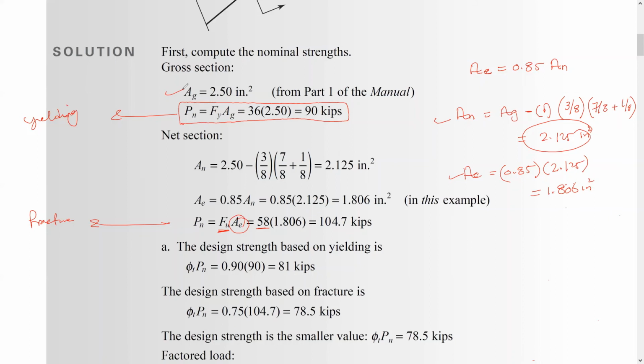So this is the effective net area, this is the net area, and this one is the gross area. So the nominal strength is going to be 58 times this much, which is 104.7 kip. Okay, so right now we found the nominal strength based on yielding and fracture. So right now, let's use the LRFD method and the ASD method.